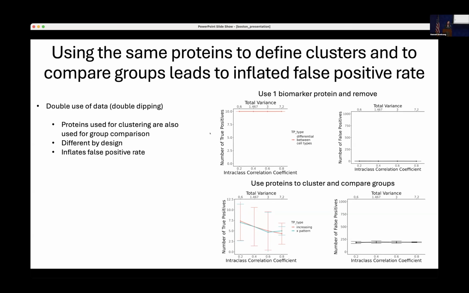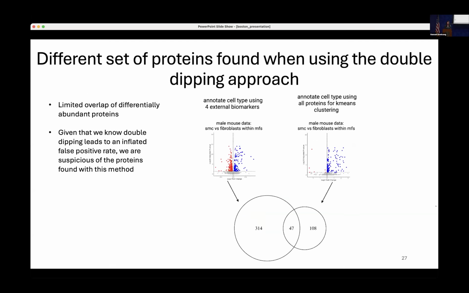This top row is when we use a biomarker protein to annotate our cell type, and we get 100% accuracy. And this bottom row is when we use the double dipping problem. And even though we're finding some true positives, again, our false positive rate is so high that our true positives will just be lost in the overwhelming amount of false positives.